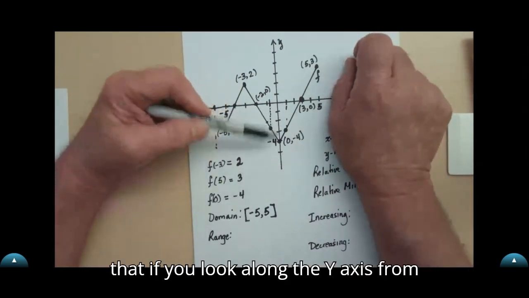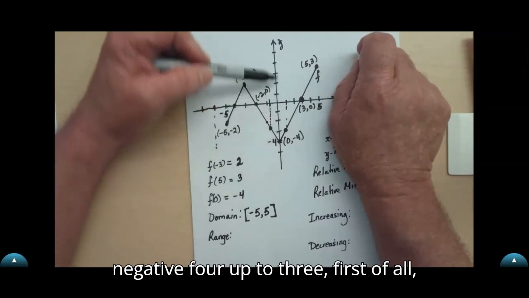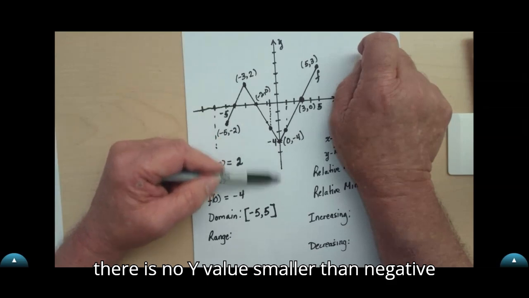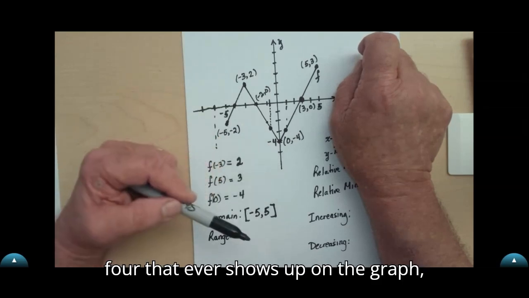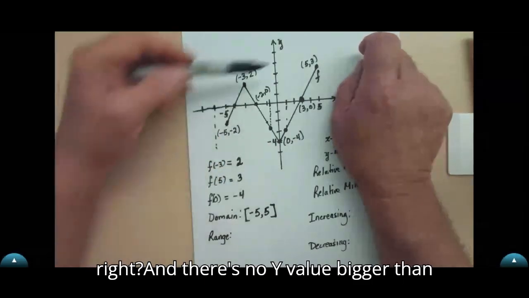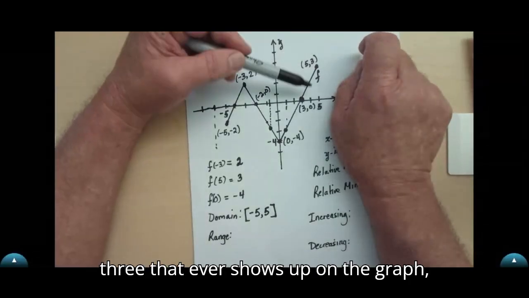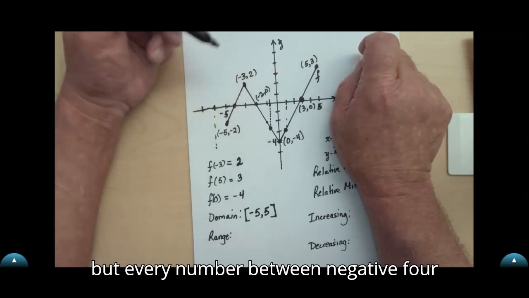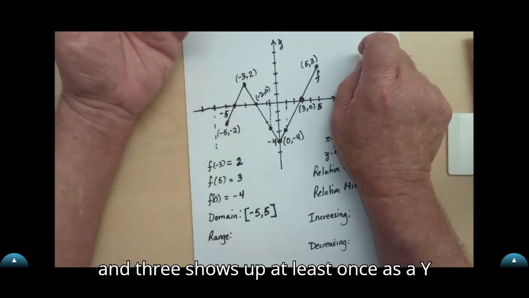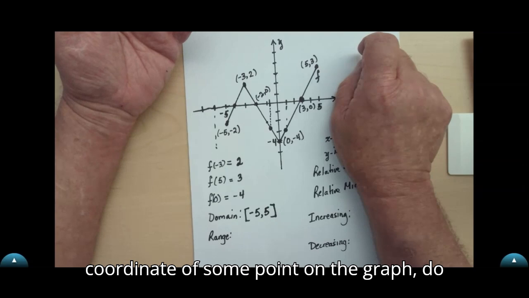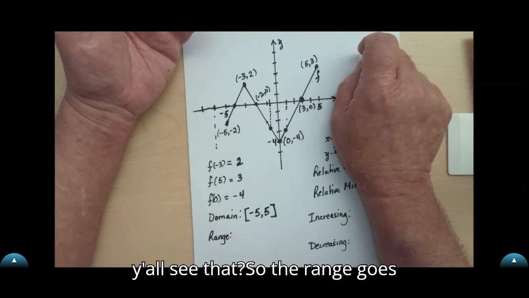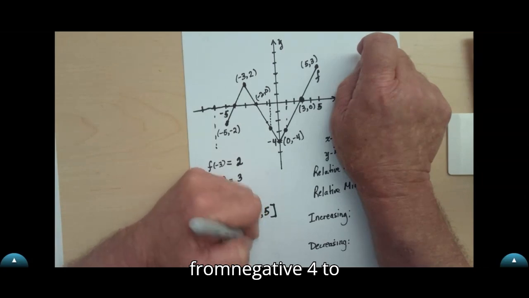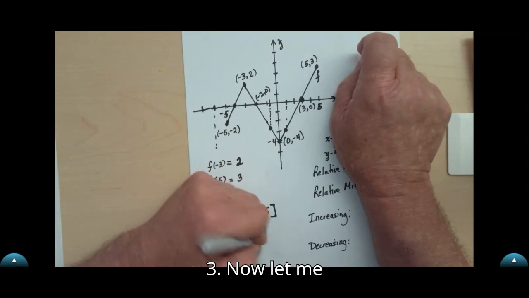And do you see that if you look along the y-axis from -4 up to 3, first of all, there is no y value smaller than -4 that ever shows up on the graph, right? And there's no y value bigger than 3 that ever shows up on the graph. But every number between -4 and 3 shows up at least once as a y coordinate of some point on the graph. Do y'all see that? So the range goes from -4 to 3.